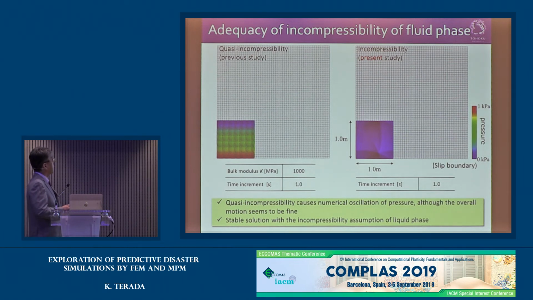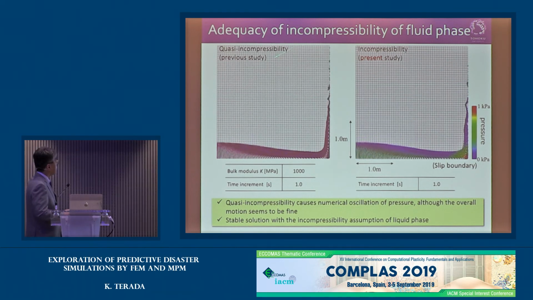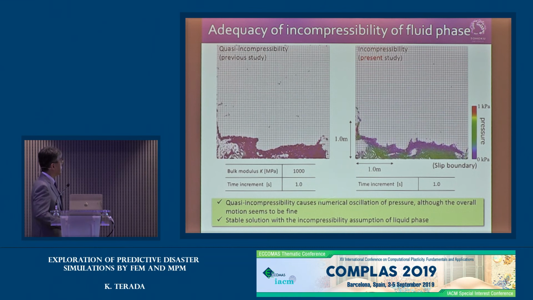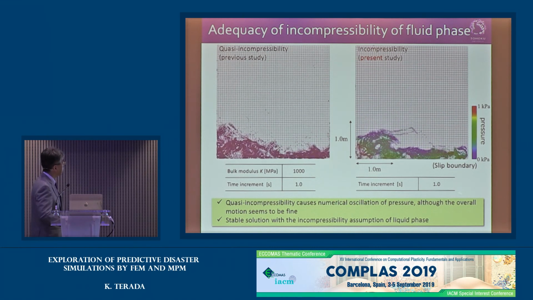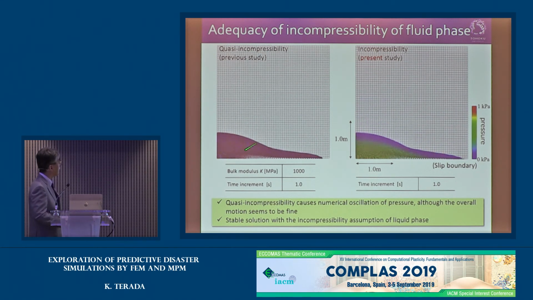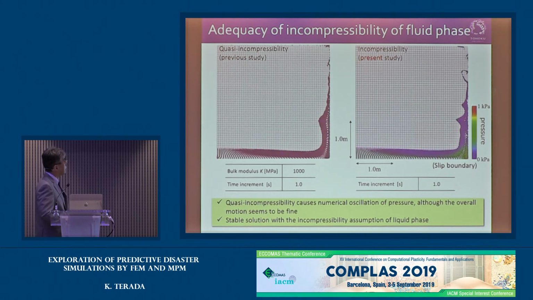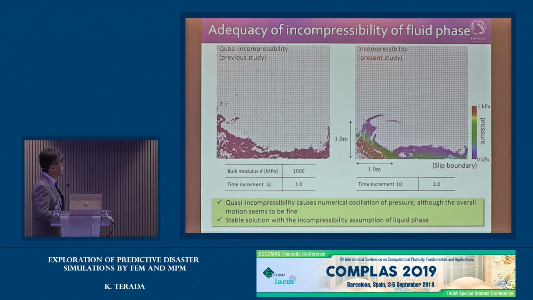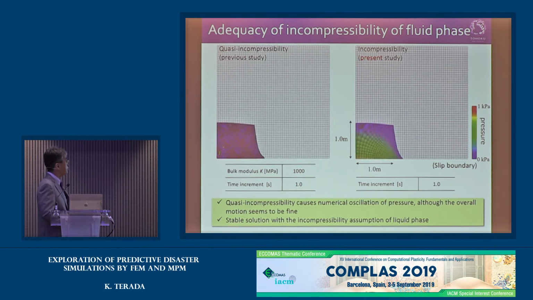In order to see the appropriateness of the incompressibility of the fluid phase, I conducted a benchmark problem. This is the very famous dam breaking problem. As you can see, if we assume the weak compressibility for the liquid phase, we have numerical oscillation of pressure like this, although the overall motion seems to be fine. On the other hand, if we assume incompressibility for the liquid phase, we could obtain the appropriate solution like this.